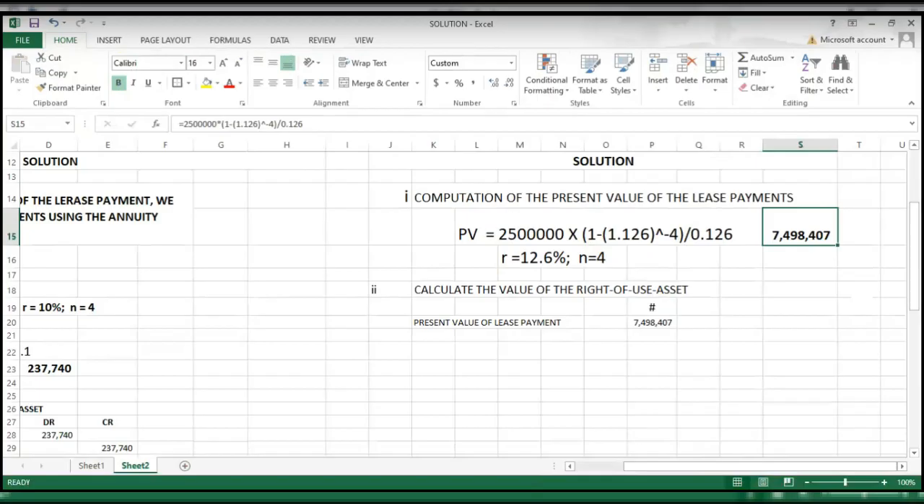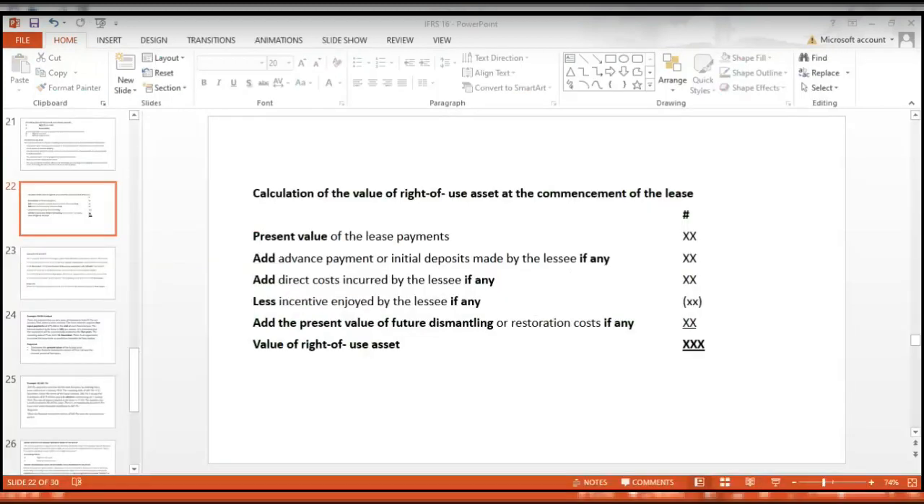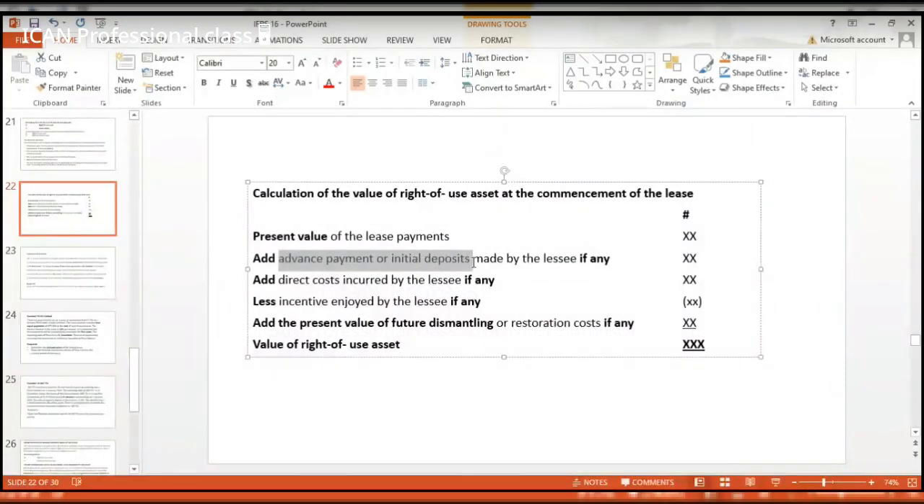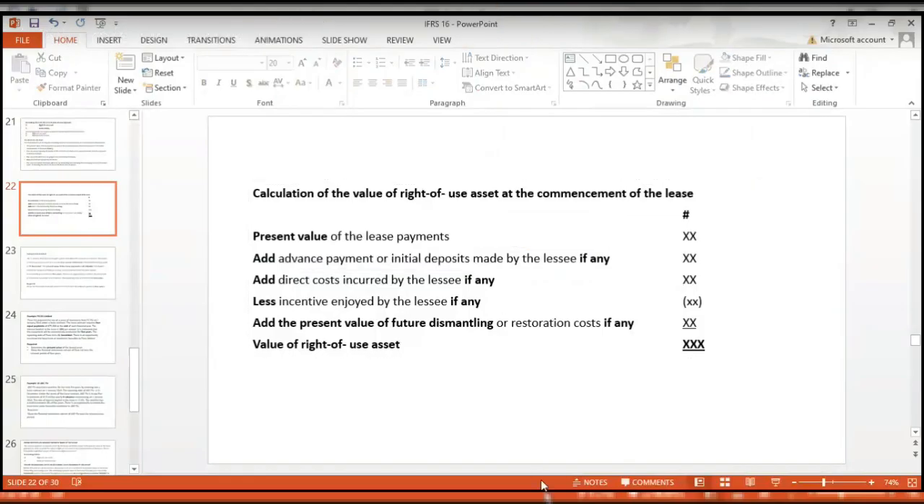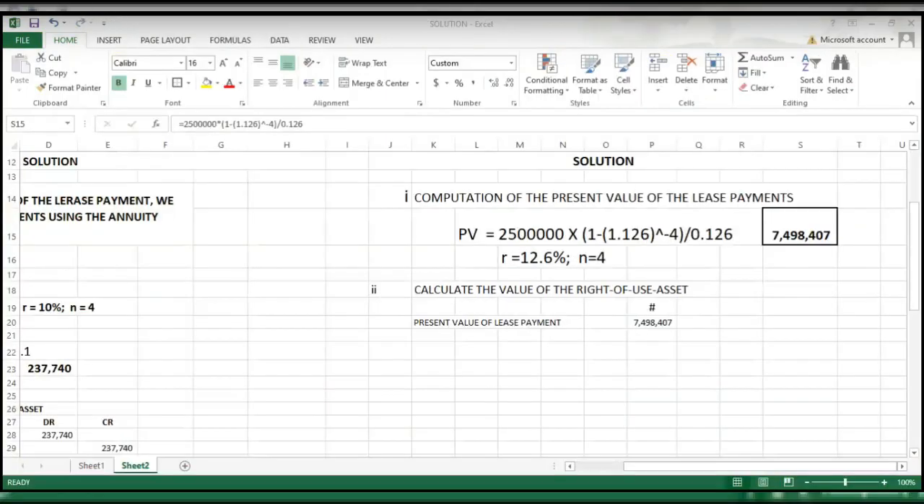Other information that will be added is what we have in the table. You can see the advance payment that is made. Add advance payment or initial deposit. So the advance payment that is made, which is going to be the additional information we are adding here, is the 2.5 million that is paid in advance. So add advance payment. And how much is our advance payment? 2.5 million. The first one paid in advance.